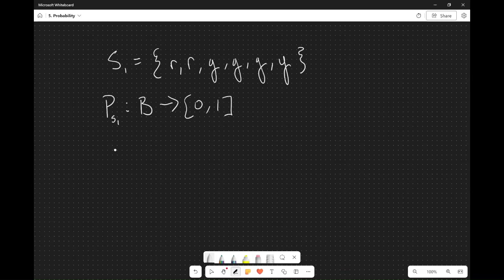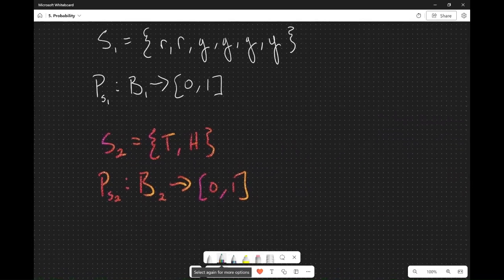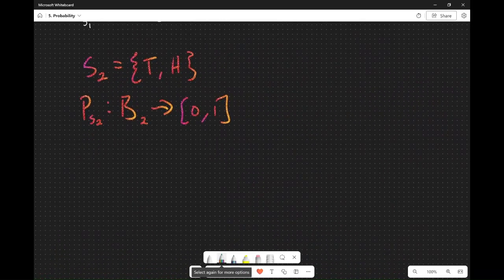All right, but let's say we have another sample space, and we'll do this in a different color, and we'll call it S2. And this is just going to be a coin flip, and it can be tails or heads. Okay, so then we have another probability function over S2, and we should probably call this P1, and this one P2, and this will take us, again, to a number between 0 and 1 inclusive.